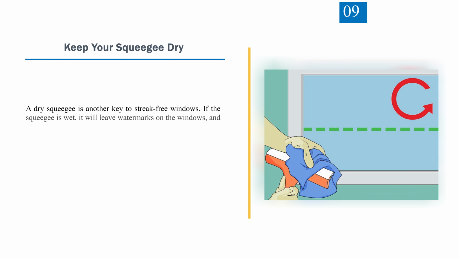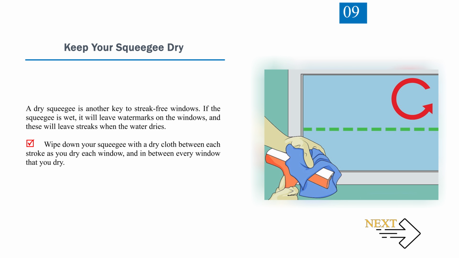Number 9. Keep your squeegee dry. A dry squeegee is another key to streak-free windows. If the squeegee is wet, it will leave watermarks on the windows, and these will leave streaks when the water dries. Wipe down your squeegee with a dry cloth between each stroke as you dry each window, and in between every window that you dry.